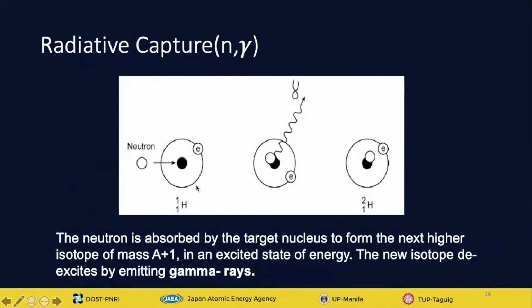In radiative capture, the incident neutron gets absorbed by the target nucleus and as a result forms a new isotope that's the next higher isotope of the original target right here. This new isotope is in an excited state and de-excites by emitting gamma rays. Hence, we can write a general description of radiative capture as simply a neutron gamma reaction.